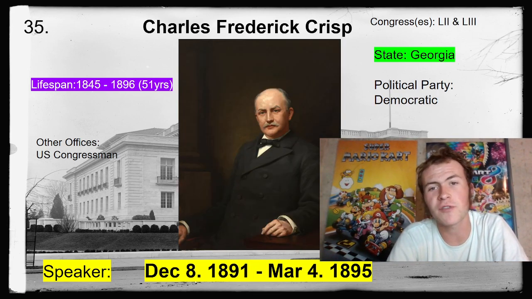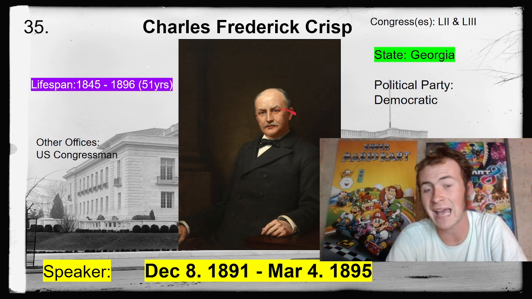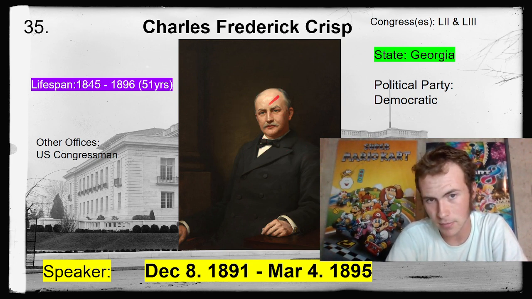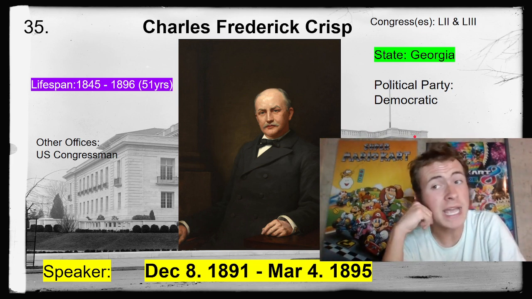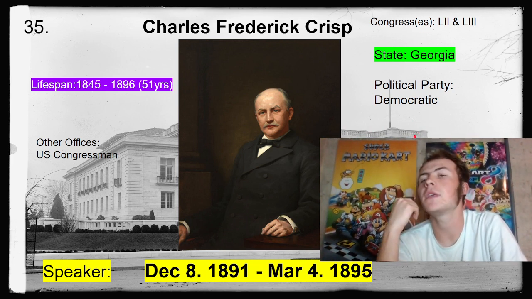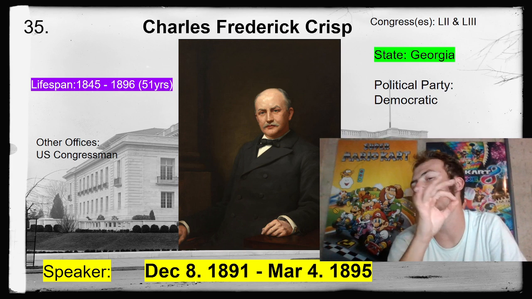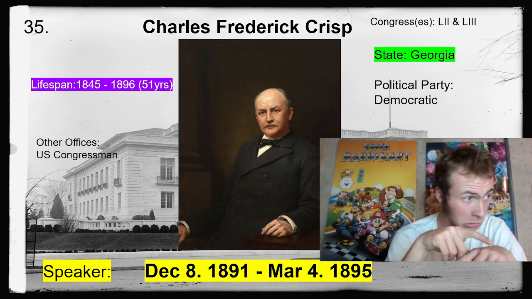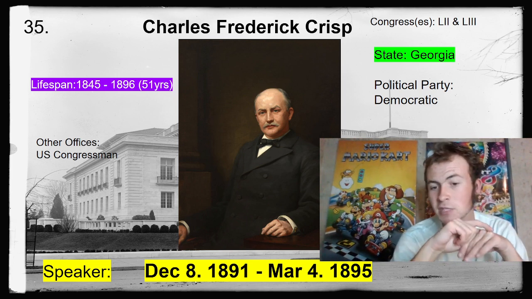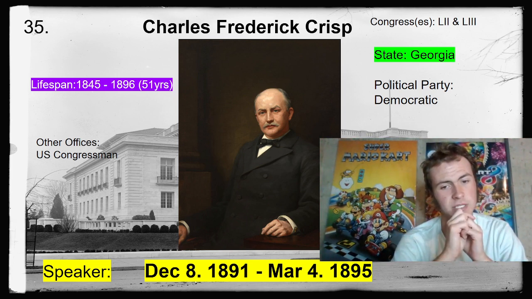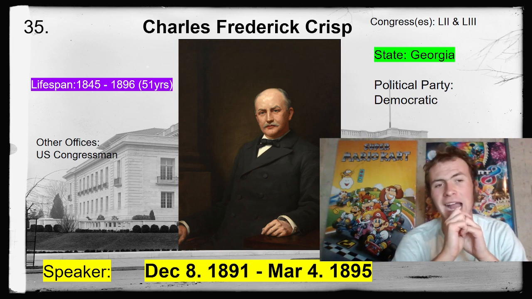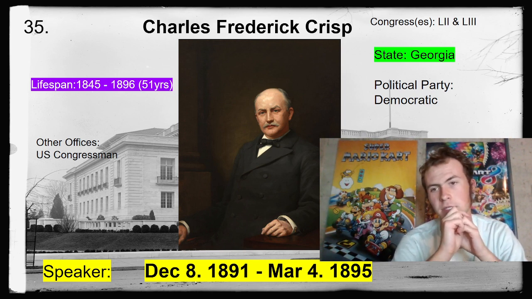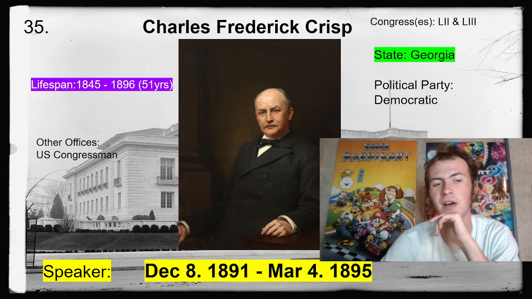Next up is Charles Frederick Crisp. I heard he was a pretty crispy guy. I mean, it's a crispy painting. Look how crisp his head looks there. Anyways, he presided over the 52nd and 53rd Congresses. He was a Democrat from Georgia, which would have been like in the 1850s, but this is the 1890s, so he's a good guy now, I think. He died a year after he left office, though. He was in there from 1891 to 1895.